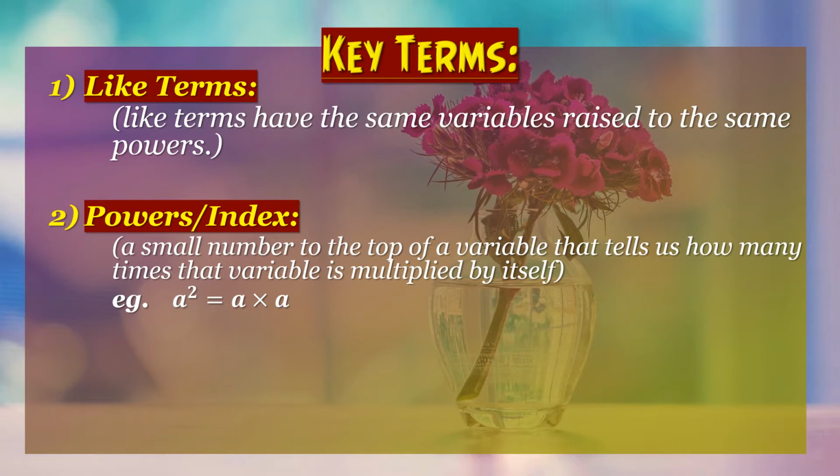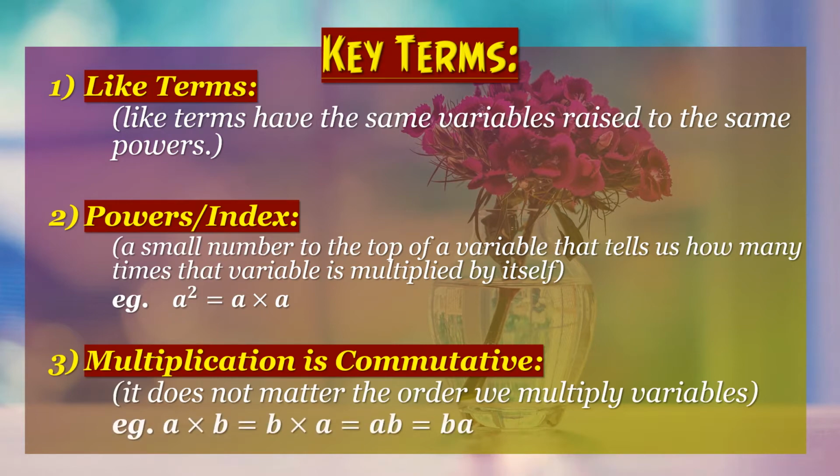Now remember, multiplication is commutative. This means it doesn't matter the order in which we multiply variables. The answer will always be the same. For example, a times b is exactly the same as b times a, which is exactly the same as ab, which is exactly the same as ba. So ab and ba are like terms.